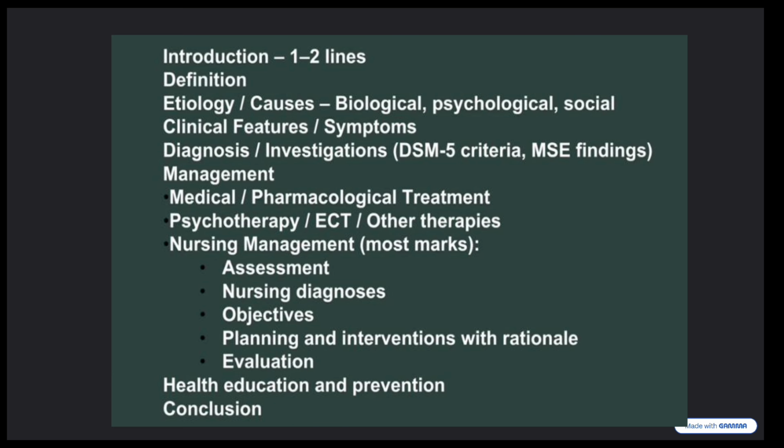For a 15-mark question, you have to write health education, prevention and conclusion. For a 5-mark question, there is no need to write health education and conclusion. Prevention is needed if they ask for it. Here is the tip: for 2-mark questions, mostly they will ask about preventions. So if you are reading any disease condition, try to learn the preventive measures for delirium or any kind of mental disorder.